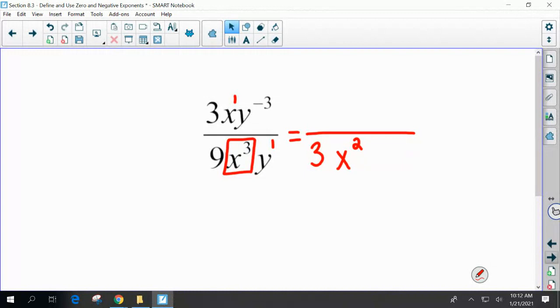And then my y also happens to be the largest because 1 is bigger than -3. So I'm going to have y and then 1 minus a negative 3, which would add up because it's double negative. So it would become y to the 4th. And then I am not left with anything in my numerator, so I do have to end up putting my 1 up there. And then that problem is finished.